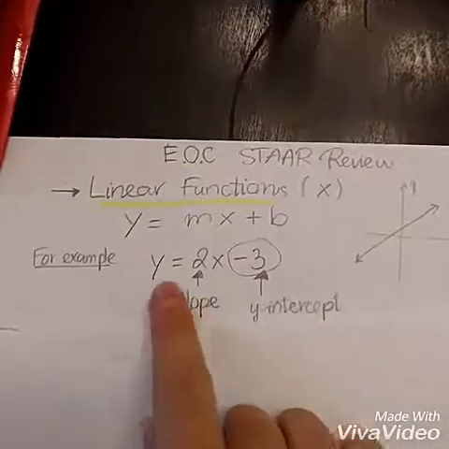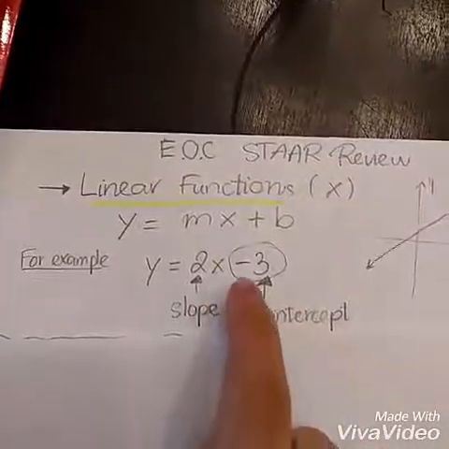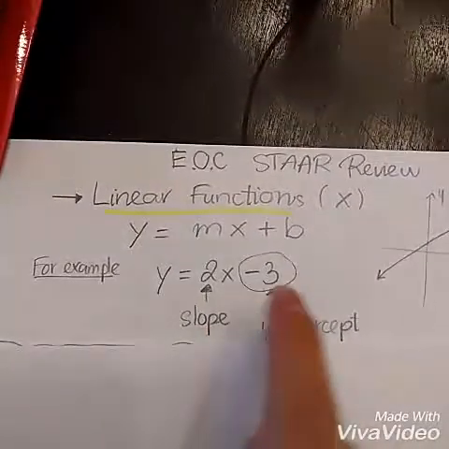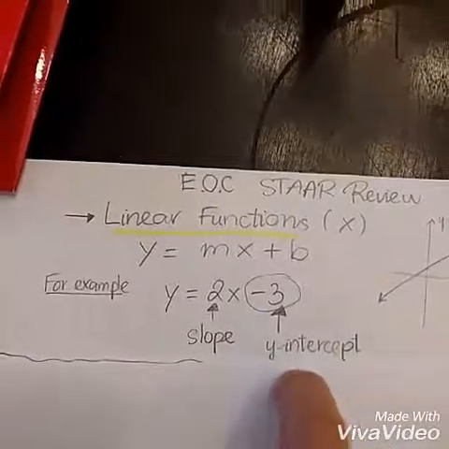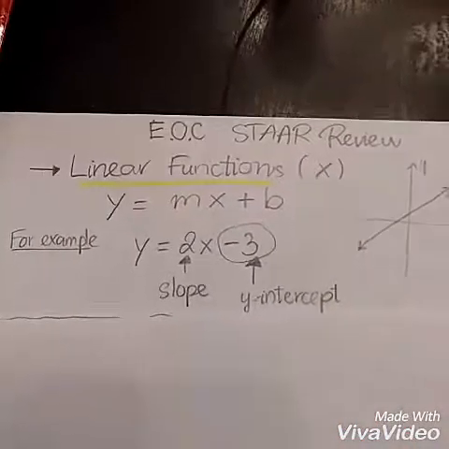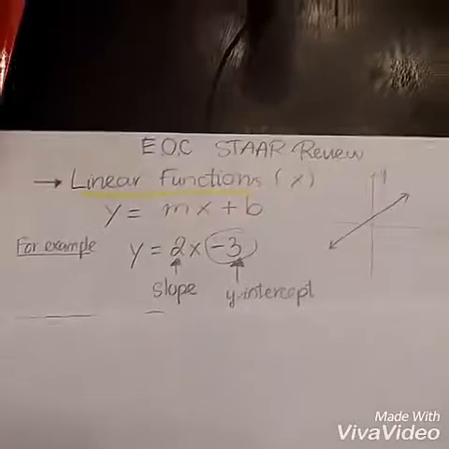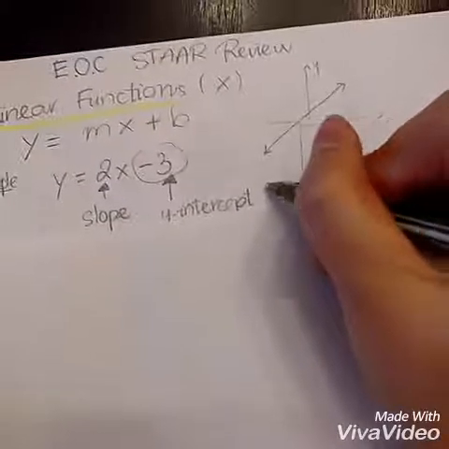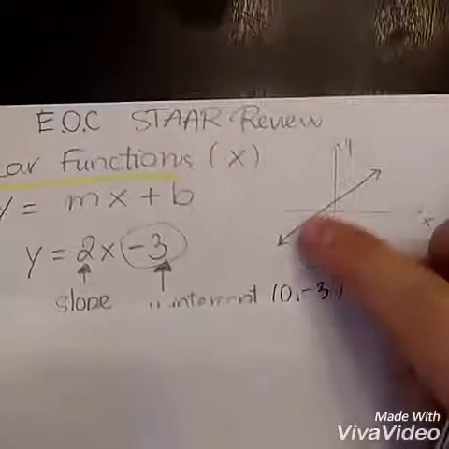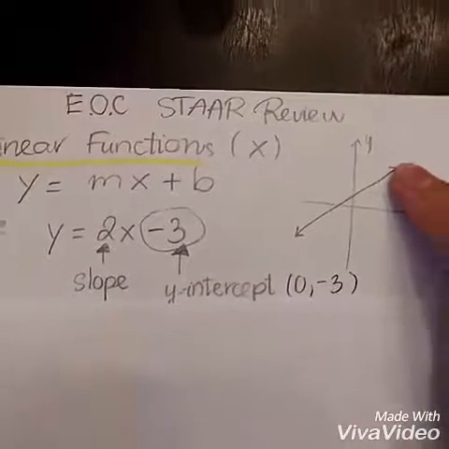For example, if I have y equals 2x minus 3, then 2 is going to be our slope and the minus 3, or negative 3, is going to be our y-intercept. It's written like this: (0, negative 3). Your linear function usually has a line like this.